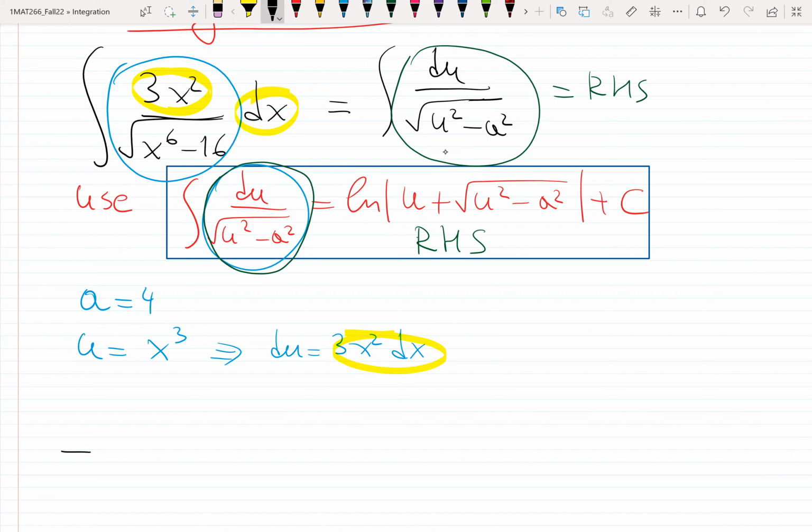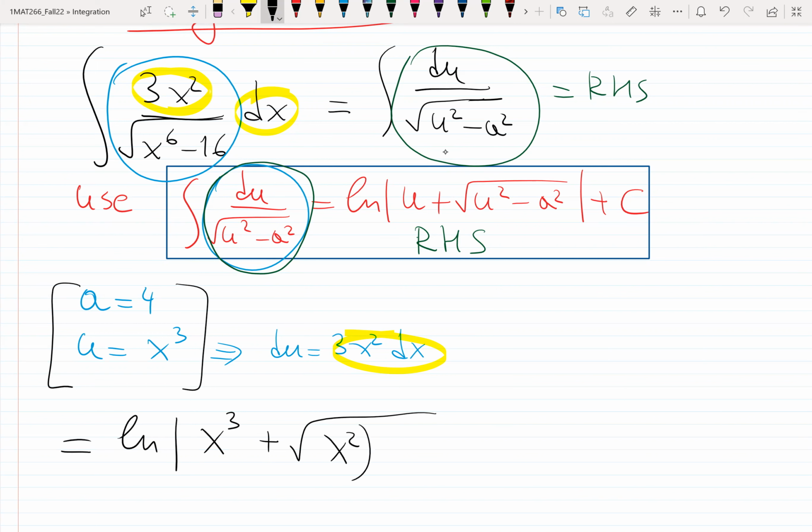Now I just need to go back to the previous notation. The right hand side tells me that the answer is natural log, absolute value of u, but u is x cubed. You just go back right away, using this table to go back. So it's x cubed plus the square root of u squared, but u is x cubed, so it's x cubed squared. That's x to the 6, basically, minus a squared, that is 16, because a is 4. Close absolute value plus c. Boom, you're done.